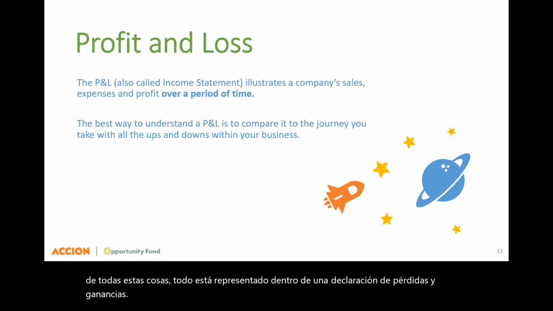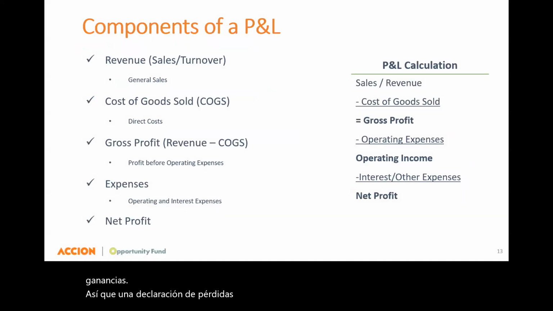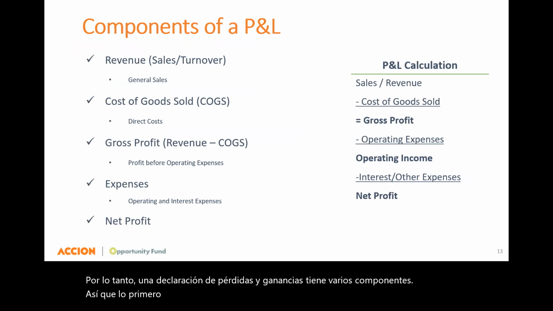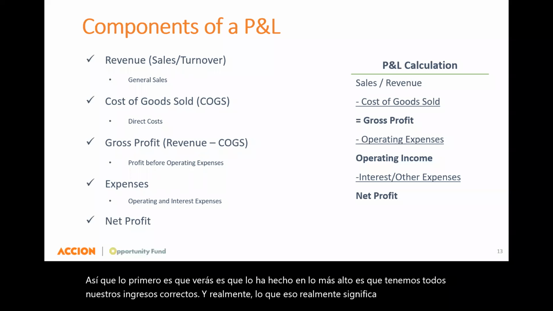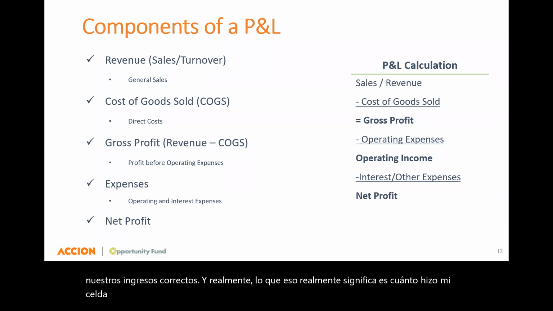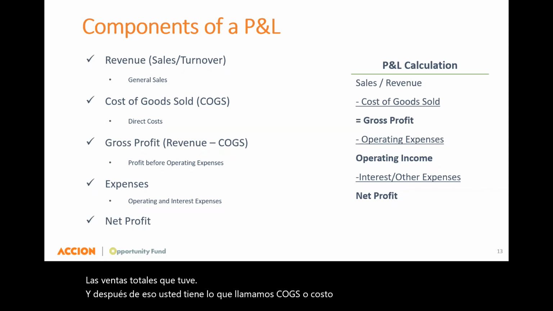So a profit and loss statement has several components. The first thing you'll see at the very top is all of our revenues. And really what that means is how much did my business sell within a year? What was the total sales that I had? And after that, you have what we call COGS, or cost of goods sold. In order for me to make those sales, what did it cost me to make those sales?